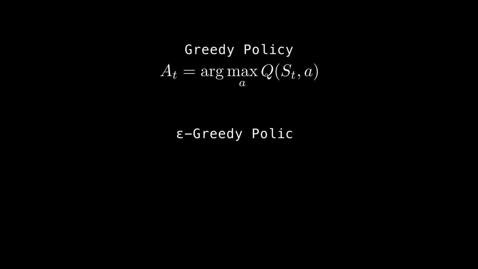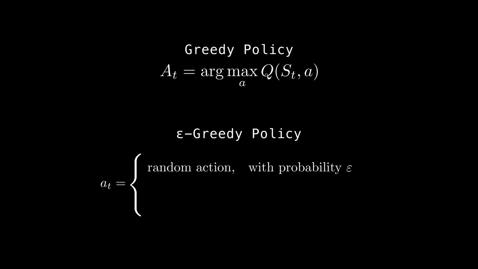To address this issue, we often use an epsilon greedy policy, in which most of the time the agent chooses the greedy action, and with a small probability epsilon, it selects a random action instead. This simple exploration strategy allows us to successfully train the algorithms we'll discuss throughout the rest of the video.